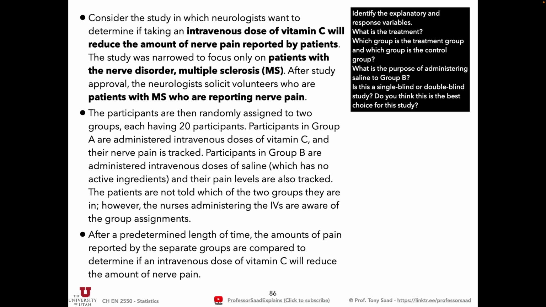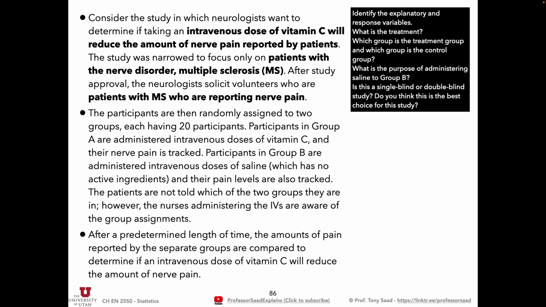They just no more communication between the two. Just like in heart disease, sclerosis of the vessels is hardening of the vessels. They're no longer flexible. And they start narrowing down. After the study approval, the neurologists solicit volunteers who are patients with MS who are reporting nerve pain. So that's the population, right?